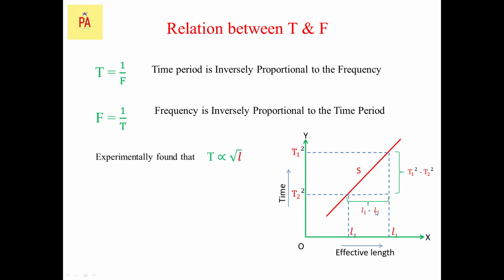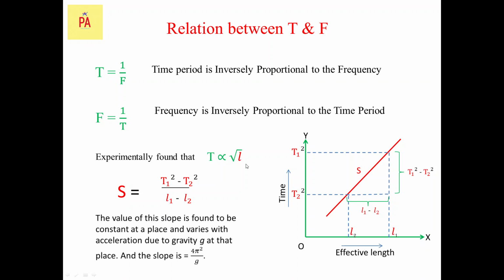So experimentally, from here only we can find out, this graph is done on the basis of some experiments, from where we get this slope, and from there we can easily understand that T square will be proportional to L. That means T is proportional to root L. Now the slope, what I have already discussed, is equal to T1 square minus T2 square by L1 minus L2.